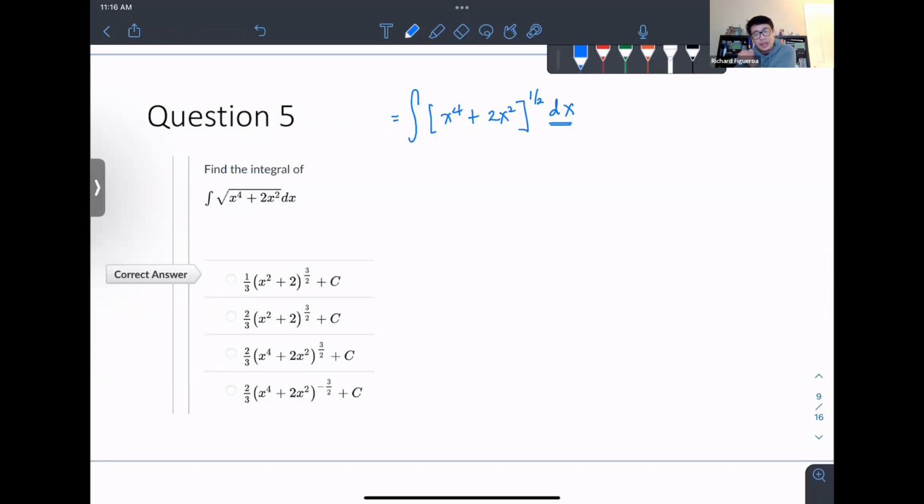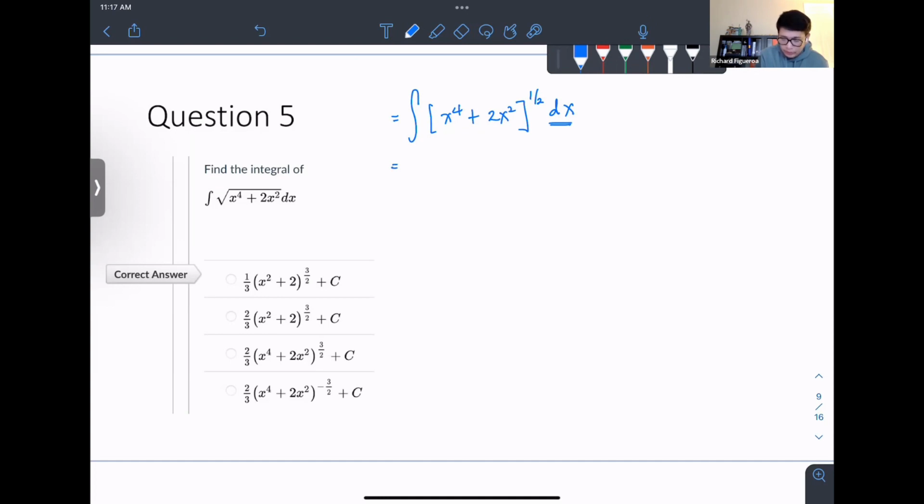So in short, we cannot use the power rule right away, because once we differentiate u, we are not able to get the rest of the integrand. The rest of the integrand is not enough with the derivative of our u.